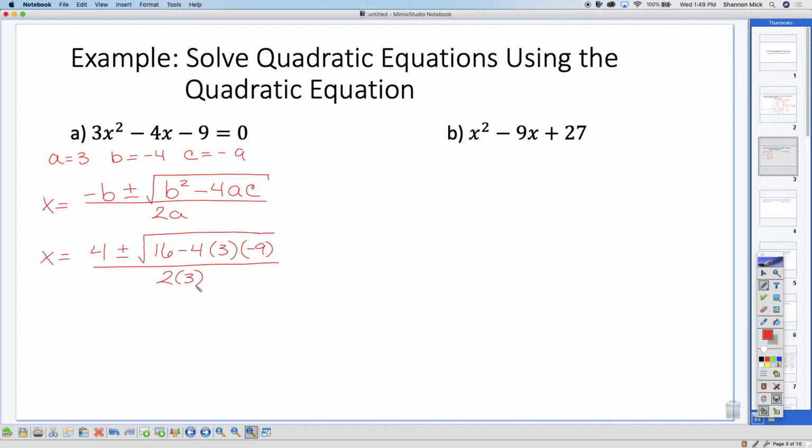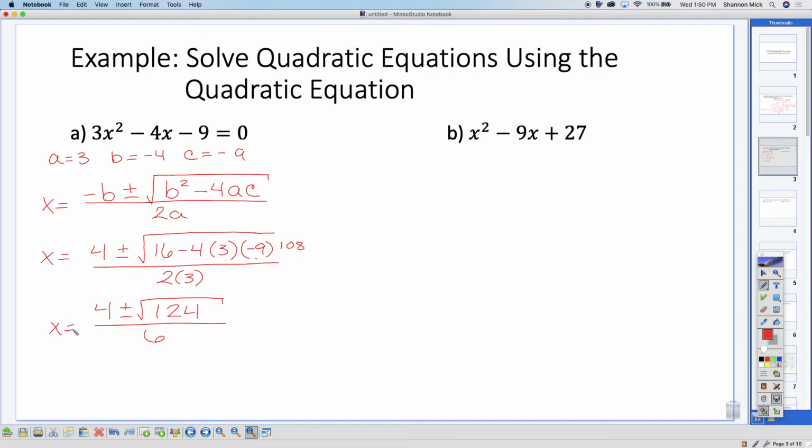So the bottom I have would be 6. I have 12 times 9, what is that? Oh, 108. And a negative makes it a positive. So this is 108 plus 16. So I have 4 plus or minus the square root of 124, all over 6.